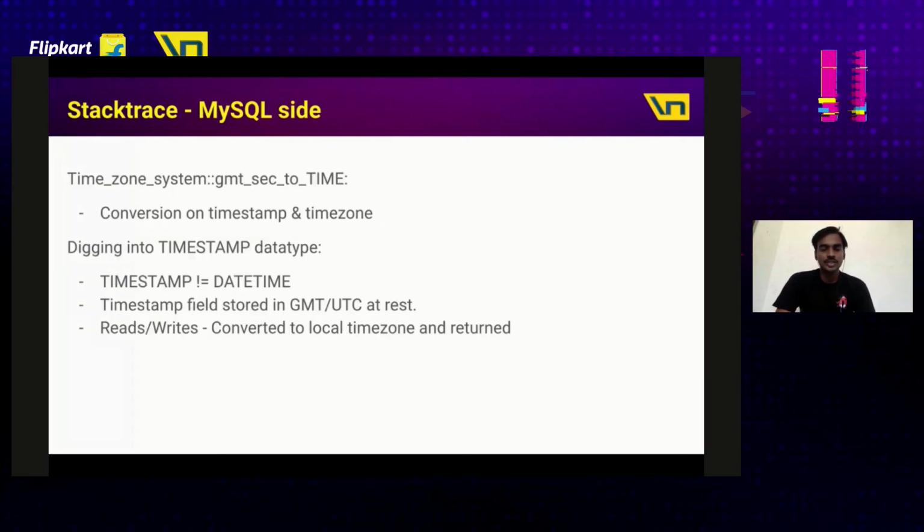On the other hand, if you see the stack trace belonging to the MySQL side, I mentioned the method name here, which I found there: time zone system dot GMT seconds to time. So at a high level it talks about timestamp and time zone. We took some time to understand the timestamp data type also, and it is different from the datetime data type in MySQL. These timestamp fields are stored in GMT or UTC at rest. So whenever we read and write rows, we convert into the local time zone accordingly and return to the end users. This is how it works.